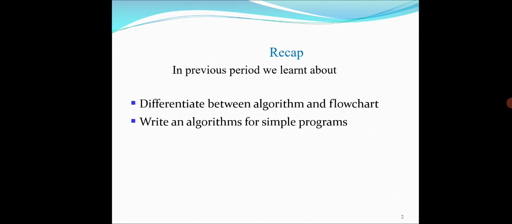Algorithm is the pseudo code for the program. Flowchart is just a pictorial representation of the logic. Algorithm is independent of the programming language, whereas in a flowchart we have to use predefined standard symbols. So this is the difference between the algorithm and the flowchart, and some more examples also we saw while using the algorithm.